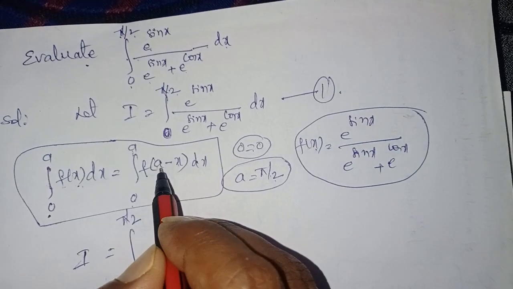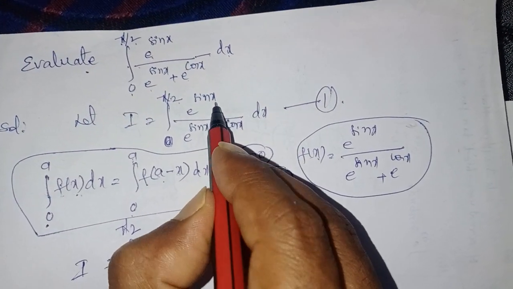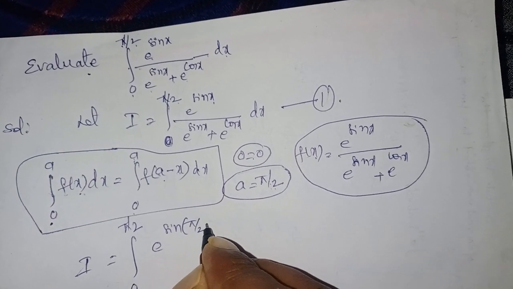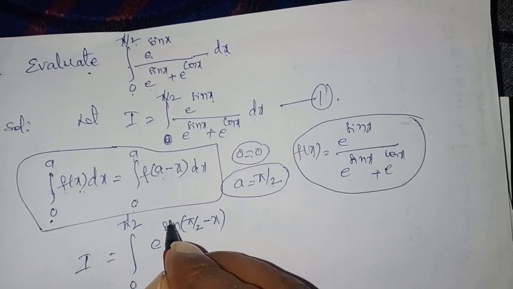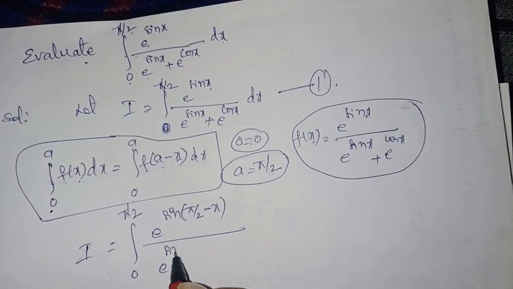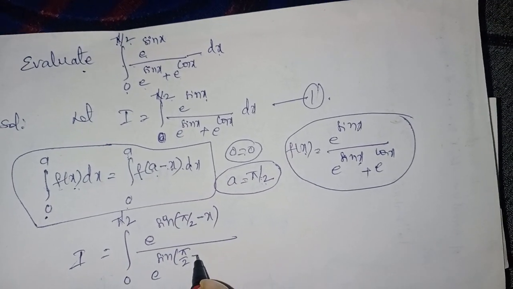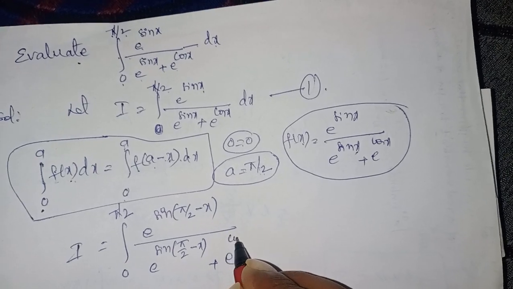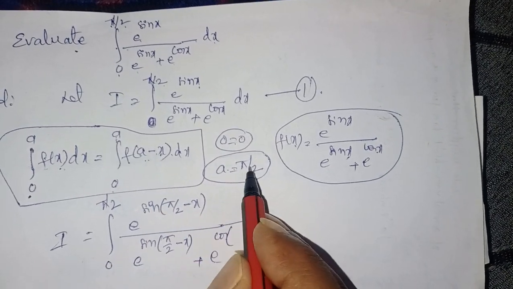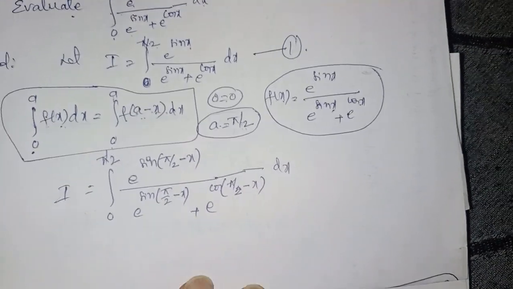In x place we need to write a minus x. So first write e power sin of, in x place, a minus x, where a value is pi by 2 minus x, whole upon the denominator, also e power sin of pi by 2 minus x, plus e power cos of, again in x place substitute a minus x, a value is pi by 2 minus x, into dx.